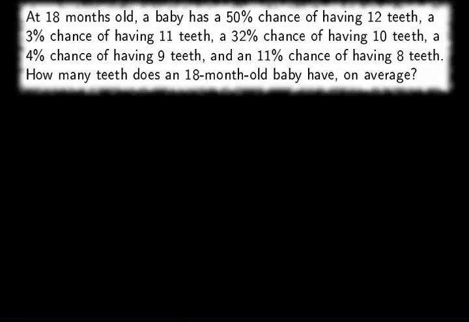At 18 months old, a baby has a 50% chance of having 12 teeth, a 3% chance of having 11 teeth, a 32% chance of having 10 teeth, a 4% chance of having 9 teeth, and an 11% chance of having 8 teeth. How many teeth does an 18-month-old baby have on average?